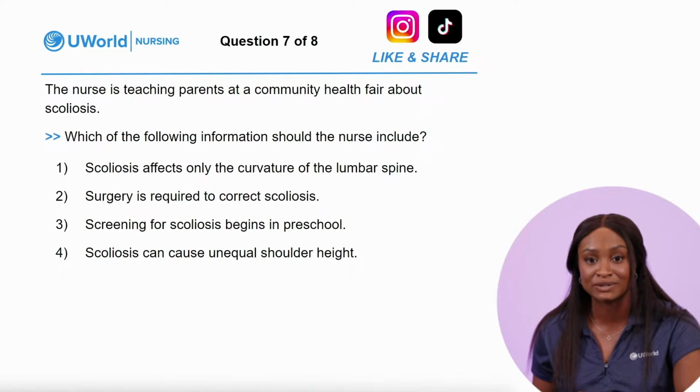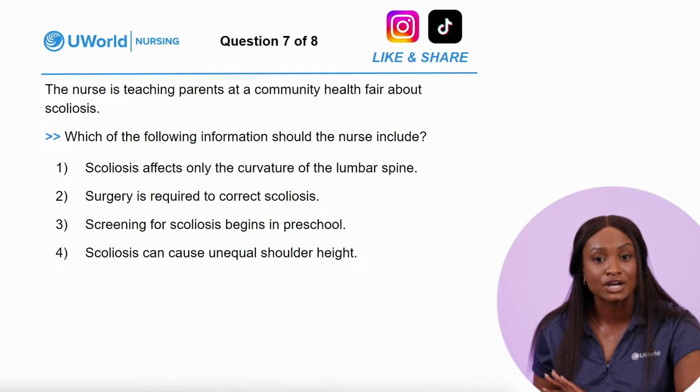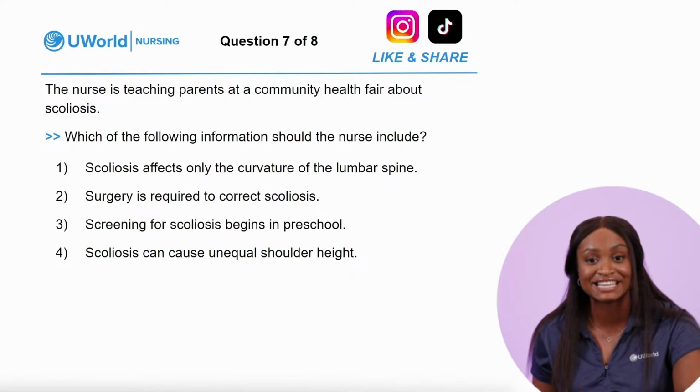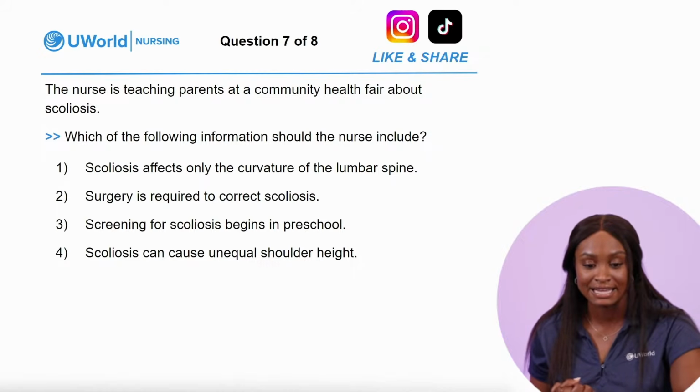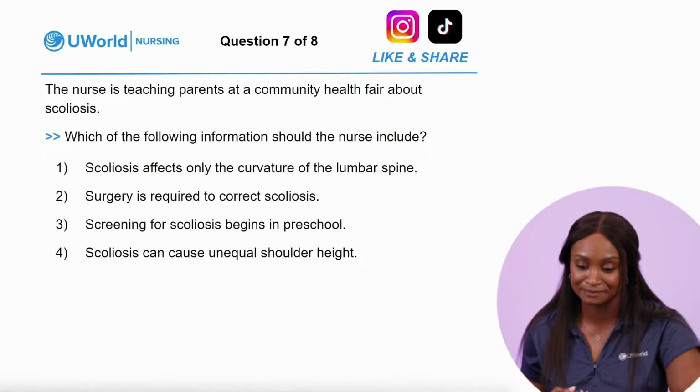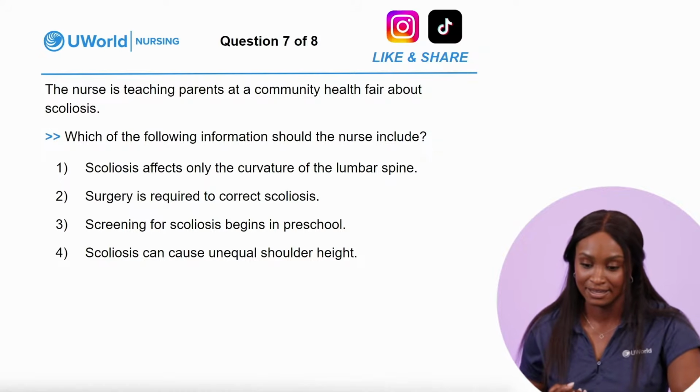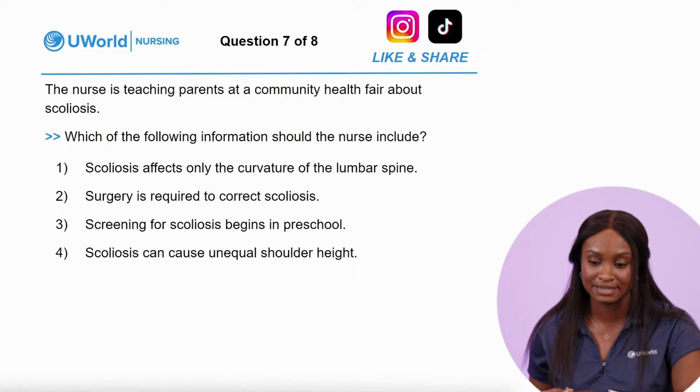Option 1, scoliosis affects only the curvature of the lumbar spine. Option 2, surgery is required to correct scoliosis. Option 3, screening for scoliosis begins in preschool. And option 4, scoliosis can cause unequal shoulder height. So which of the following information should the nurse include? Let's see your answers. Good job, guys.